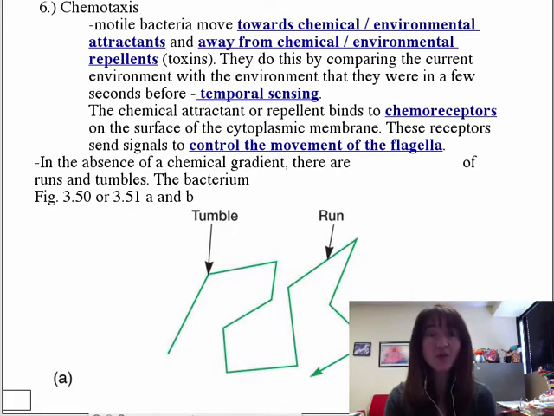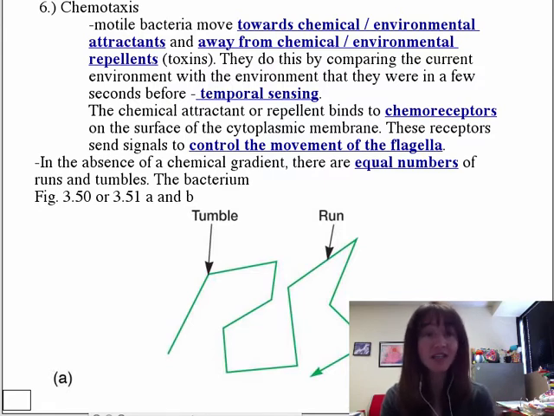In the absence of a chemical gradient, there are equal numbers of runs and tumbles. So what we see right down here is, when a bacterium is not moving towards some sort of nutrient, some sort of attractant, then it'll just move like this, very, very randomly. It'll move from one spot to another, to another, to another, with the hopes of sensing a difference between the spots, right?